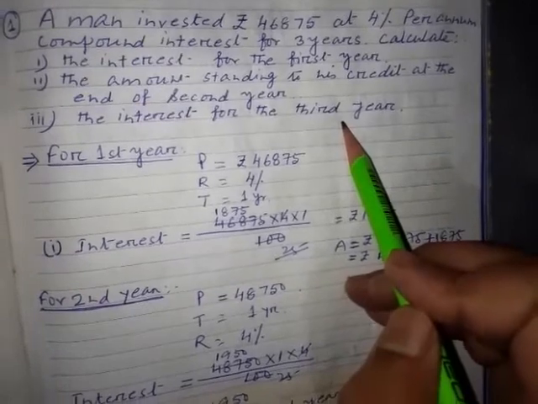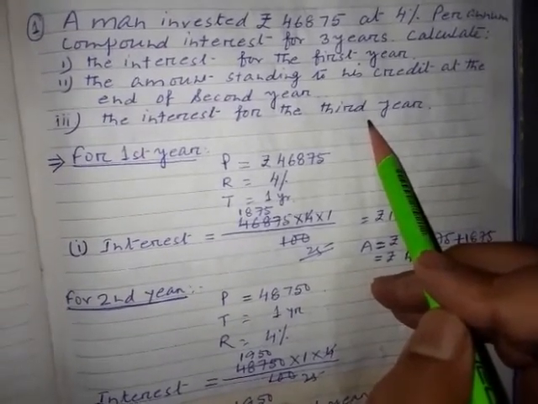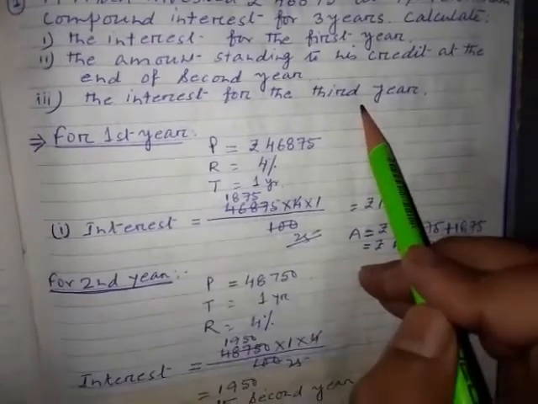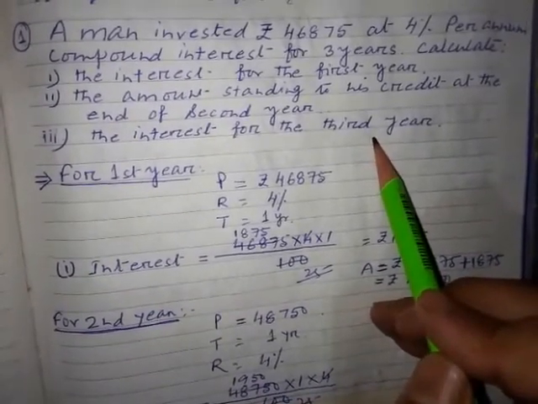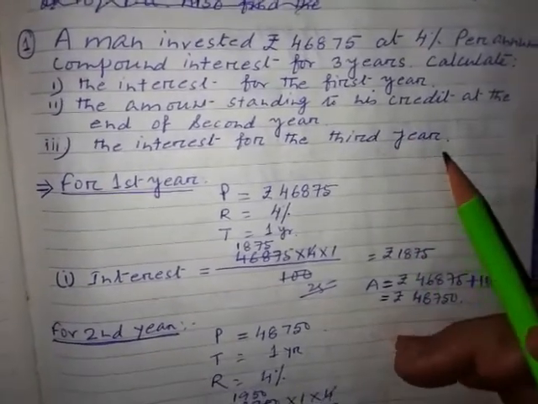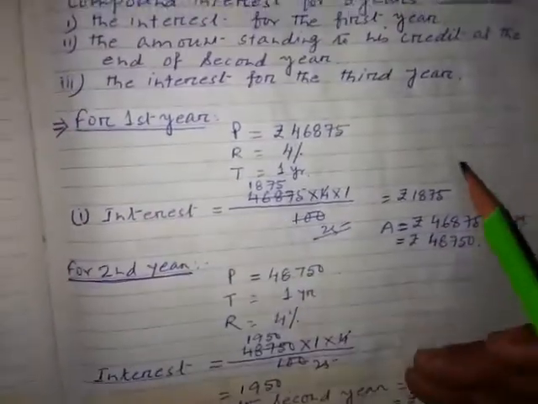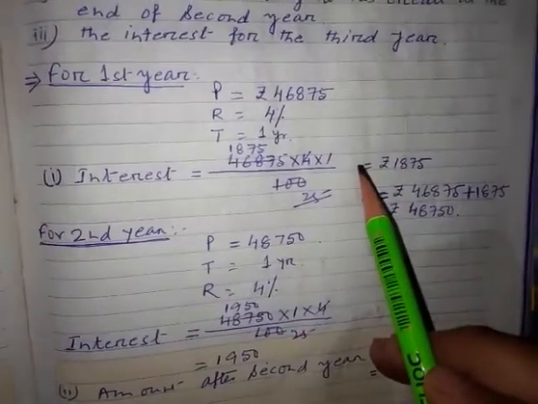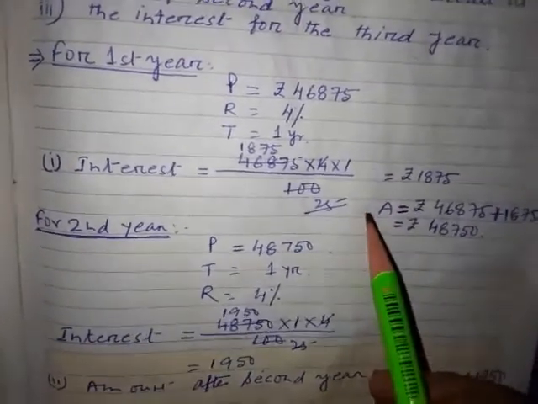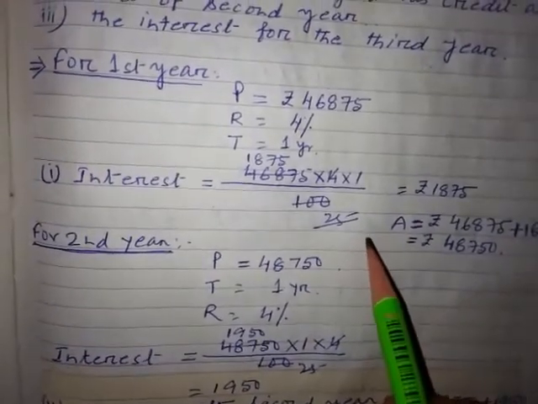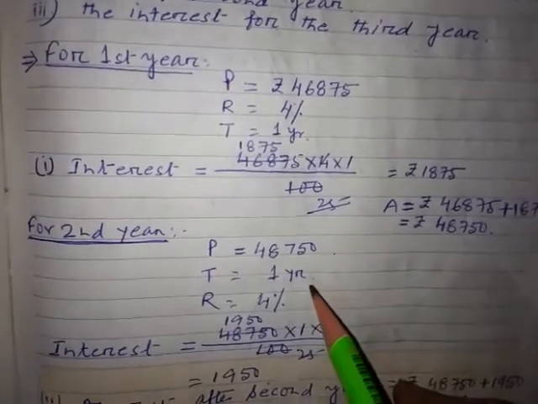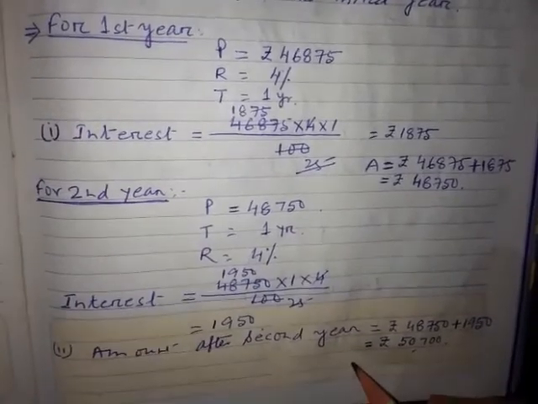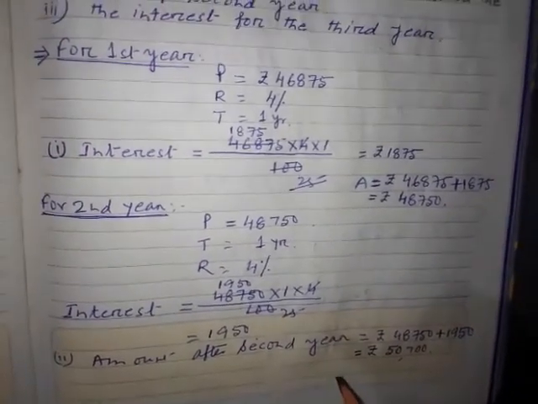So three questions. First, the interest for the first year. Second, the amount in his credit in the second year, what is the amount? And the third question, what is the interest for the third year? Year-wise, I told you, in compound interest we are going to find the interest for every year. The amount after the first year will be considered as the principal for the second year. Similarly, the amount for the second year will be considered as the principal for the third year. It is already known to you.